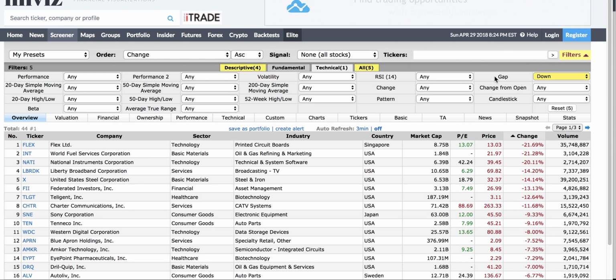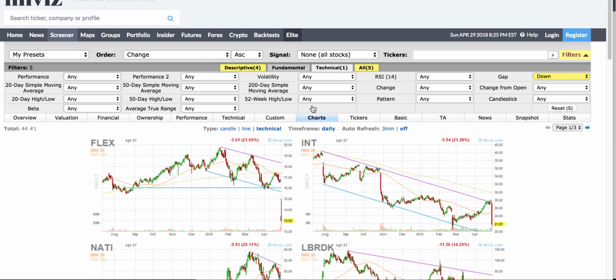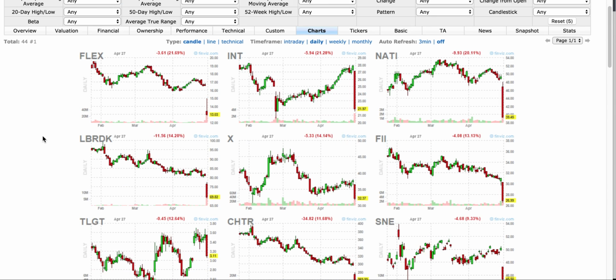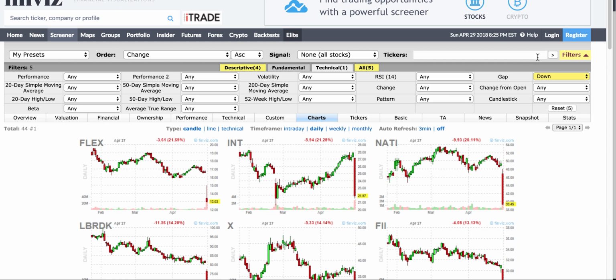If you don't have access to Finviz Elite, then what you will really have to do is take a look at the daily time frames. This is not the Elite version.